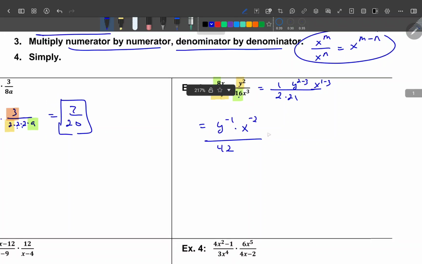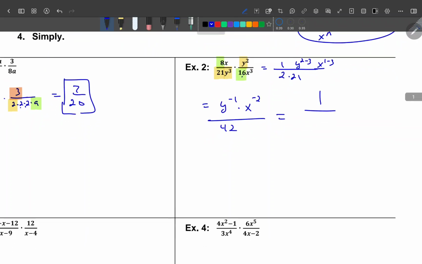And so at that point, we do want to take care of these negative exponents, and we're going to move them across the fractional bar and make them positive. So I'm going to do 42, and then y to the power of positive 1 and x to the power of positive 2, and that's it. So problem number 2 is done.